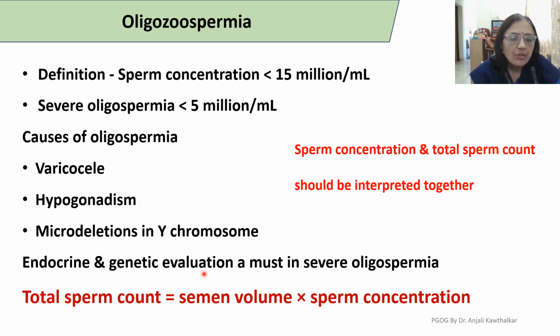Endocrine and genetic evaluation is a must whenever there is severe oligospermia. Complete endocrine evaluation as well as genetic evaluation is mandatory. Now there are two ways we assess the sperm count. One is sperm concentration, the other is total sperm count, where semen volume is multiplied by sperm concentration per ml. Both of these should be interpreted together.